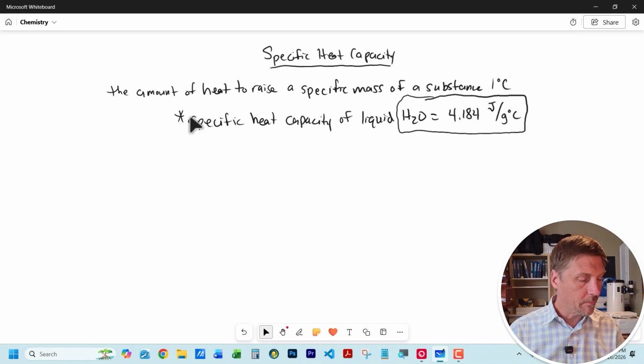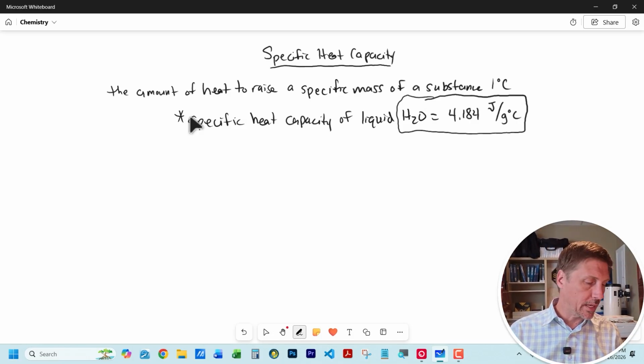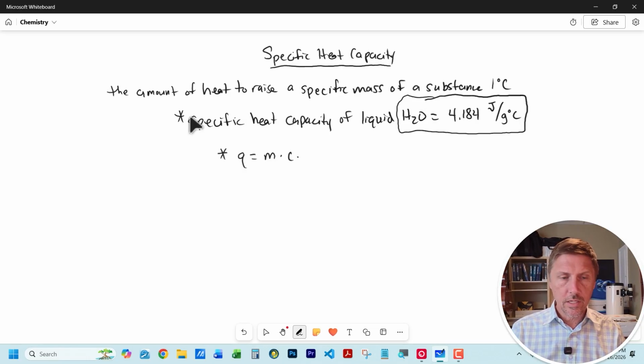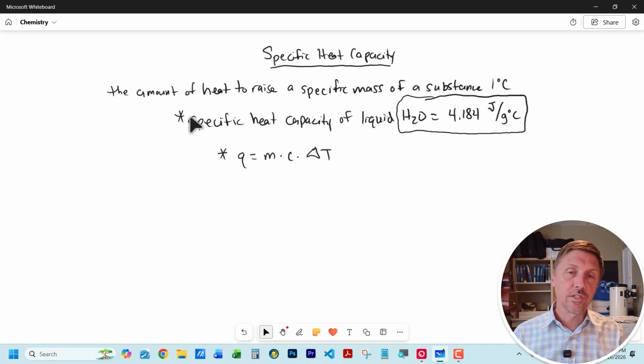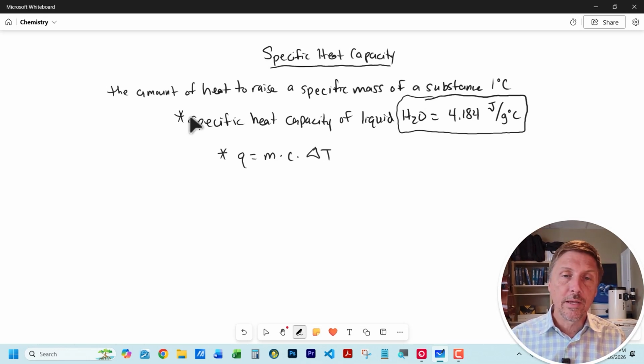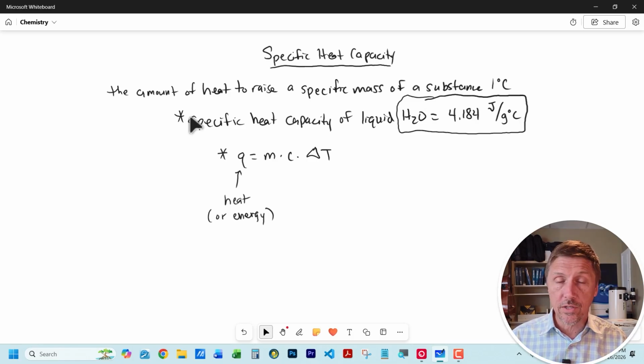Pretty interesting stuff, right? So how are we going to use this? Well, specific heat capacity is going to come into play as we begin to measure heat. And I'm going to give you a formula that you need to know. That formula is Q equals M times C times change in T. All right, what is this? If I ask you how much heat it takes to do something in particular, this is a formula that we'll sometimes use to figure that out. In this formula, Q is heat, or like I said, we'll use energy interchangeably with heat in this chapter. So if I ask you how much energy or how much heat is required, I'm asking you to find Q.